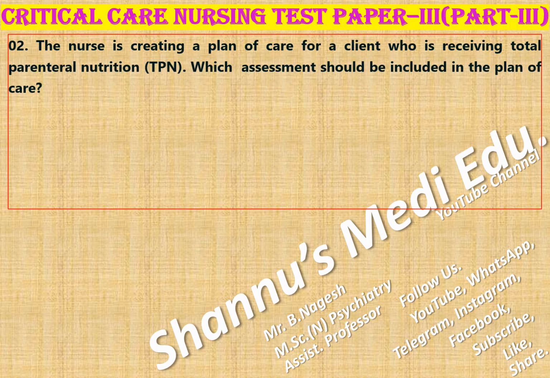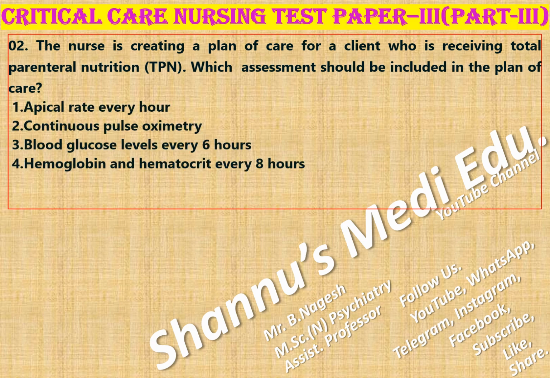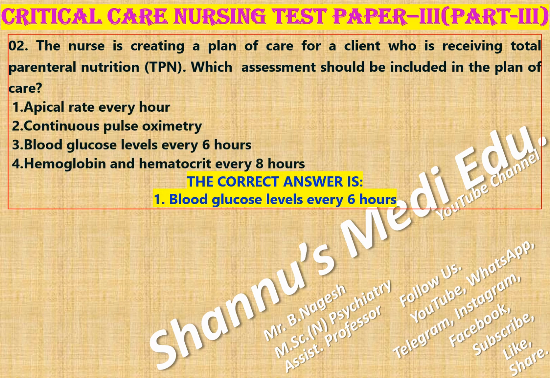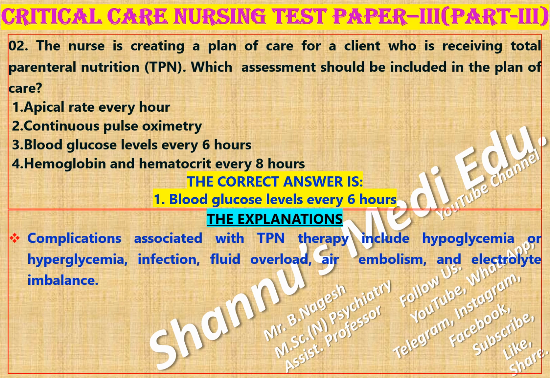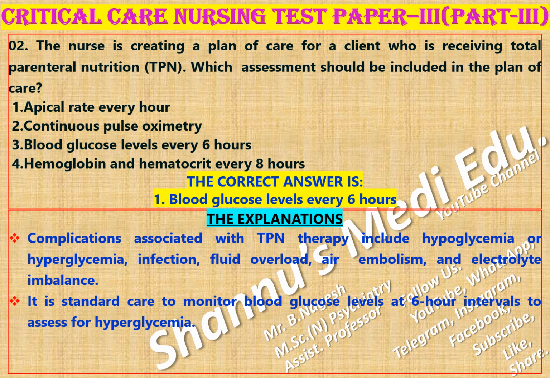Question number 2. The nurse is creating a plan of care for a client who is receiving total parenteral nutrition (TPN). Which assessment should be included in the plan of care? The correct answer is blood glucose level every 6 hours. The explanation: complications associated with TPN therapy include hyperglycemia, hypoglycemia, infection, fluid overload, air embolism and electrolyte imbalances. It is standard care to monitor blood glucose levels at 6 hour intervals to assess for hyperglycemia.